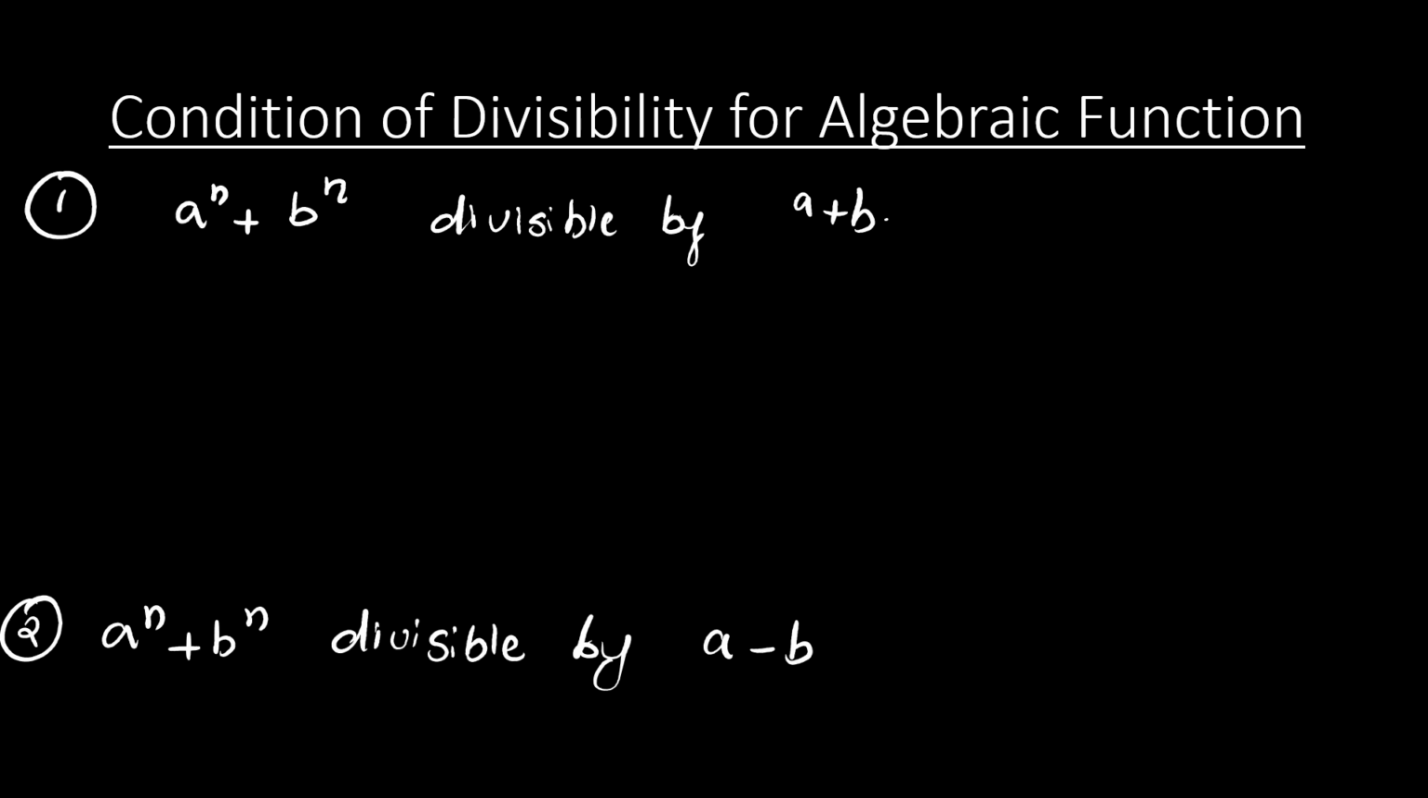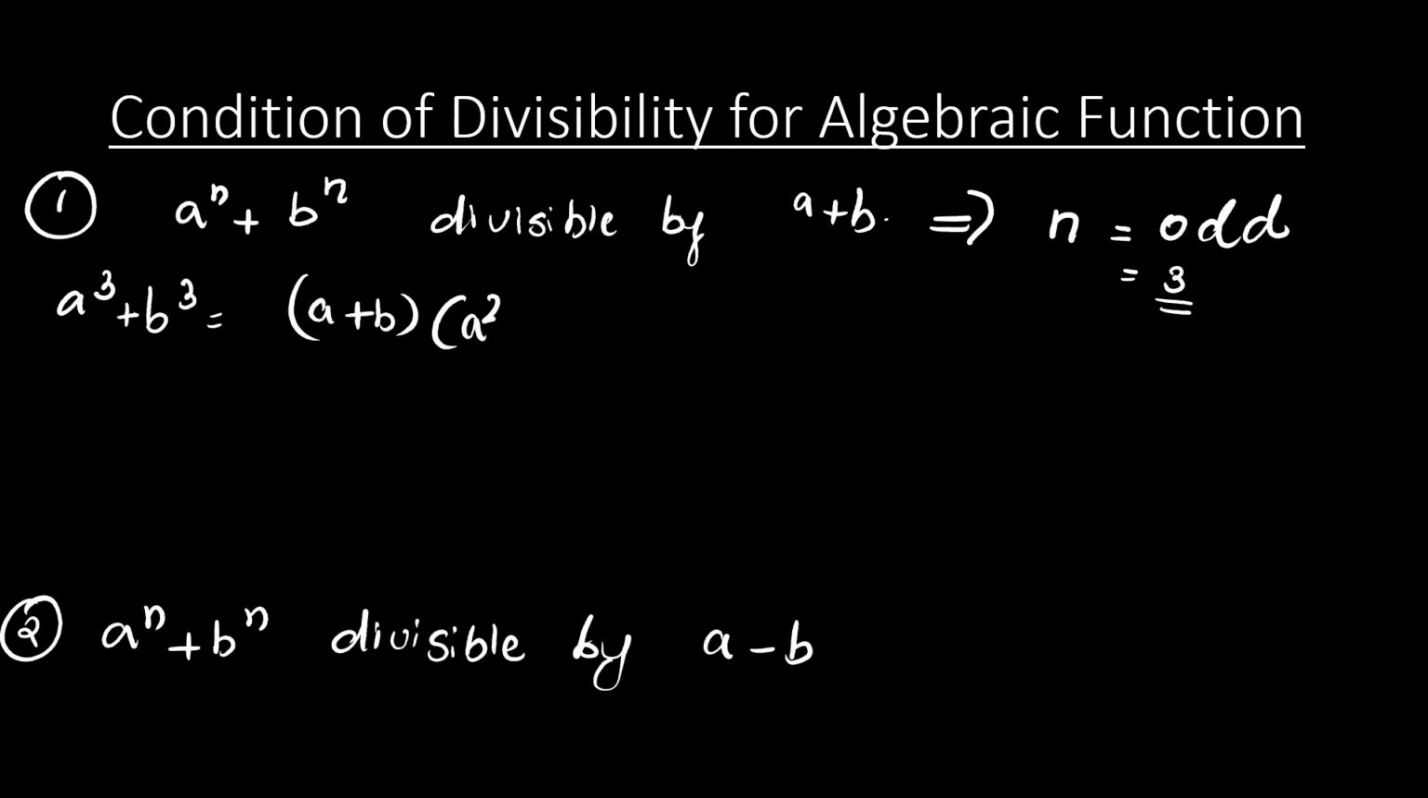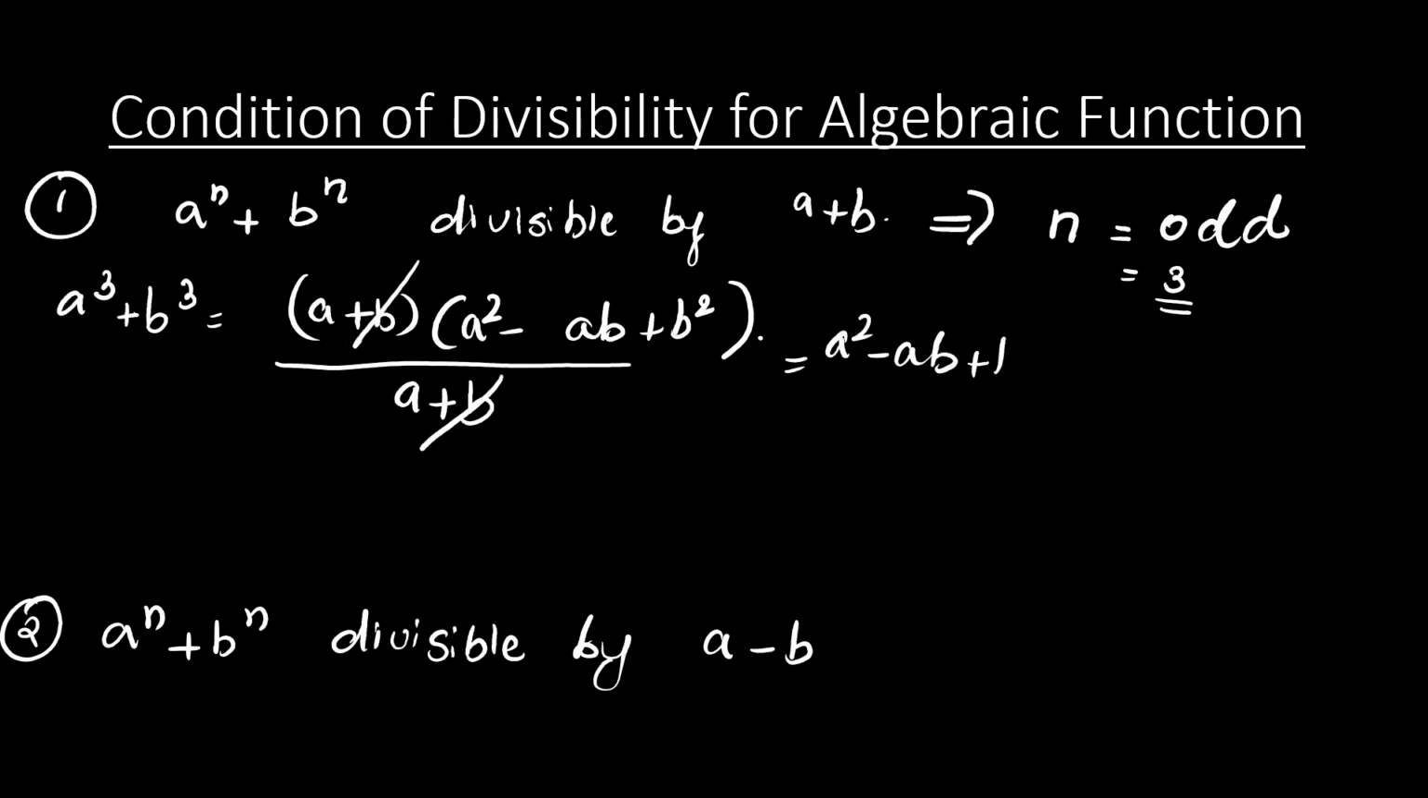Here the condition is a raised to n plus b raised to n is divisible by a plus b only when n is odd. If n is odd, then a raised to n plus b raised to n is divisible by a plus b. For example, take n as 3, an odd number. Now this is a cube plus b cube. What is a cube plus b cube? A plus b into a square minus ab plus b square. Now if we divide this by a plus b, we'll get a square minus ab plus b square. So this term is completely divisible by a plus b.